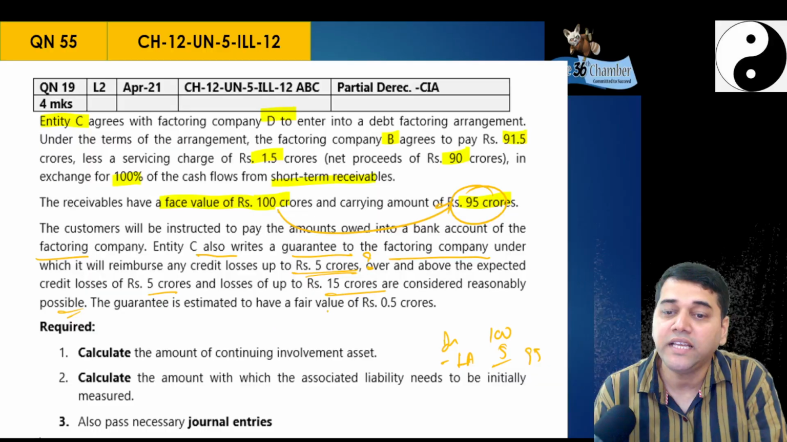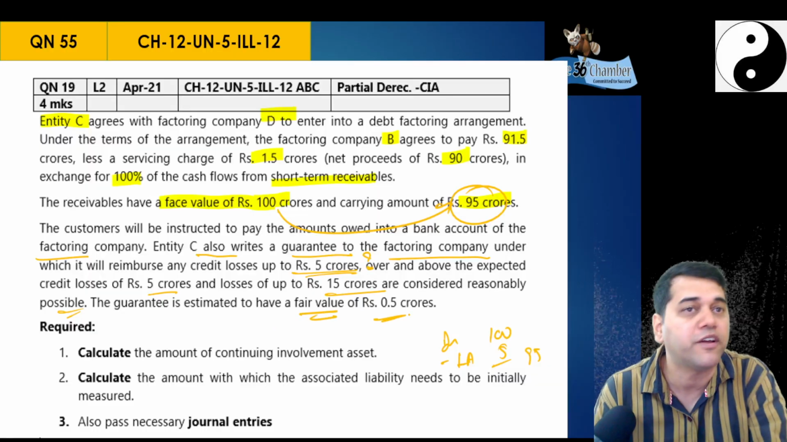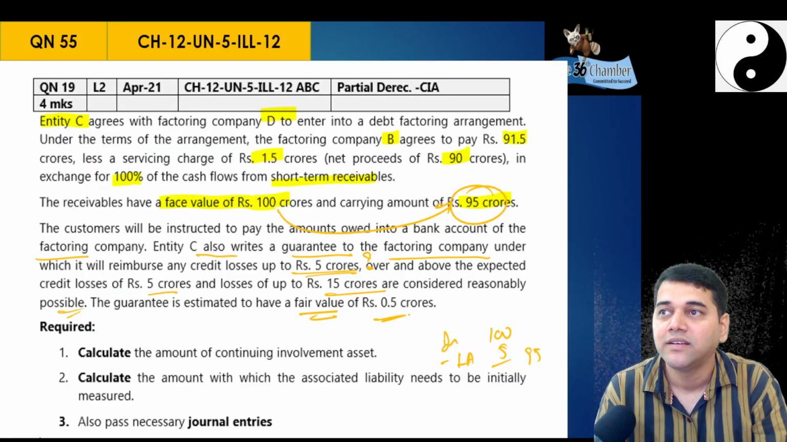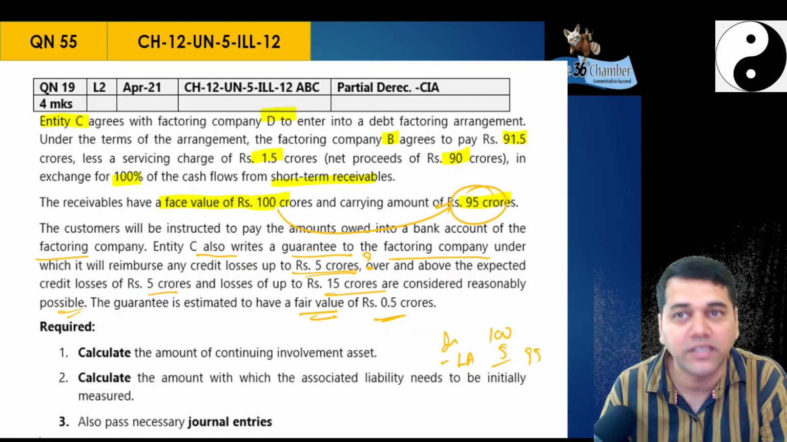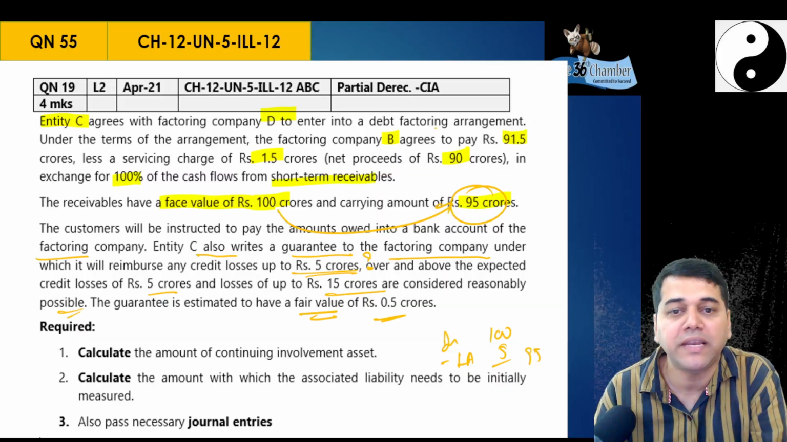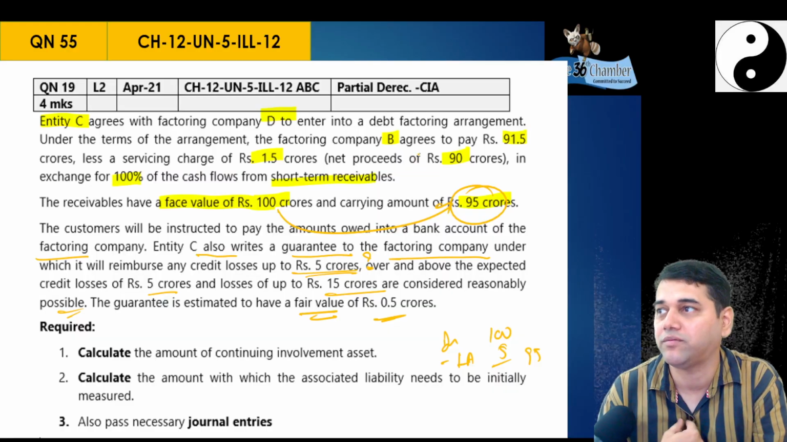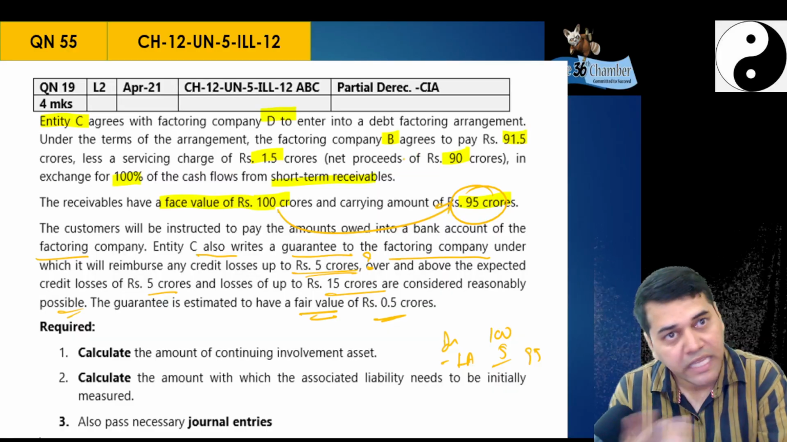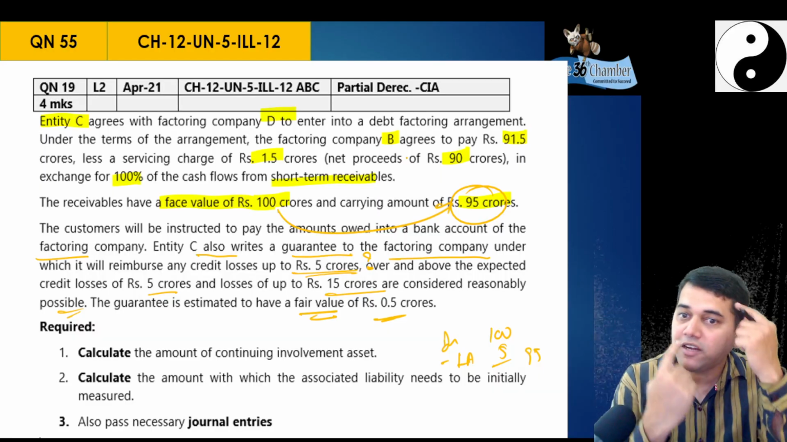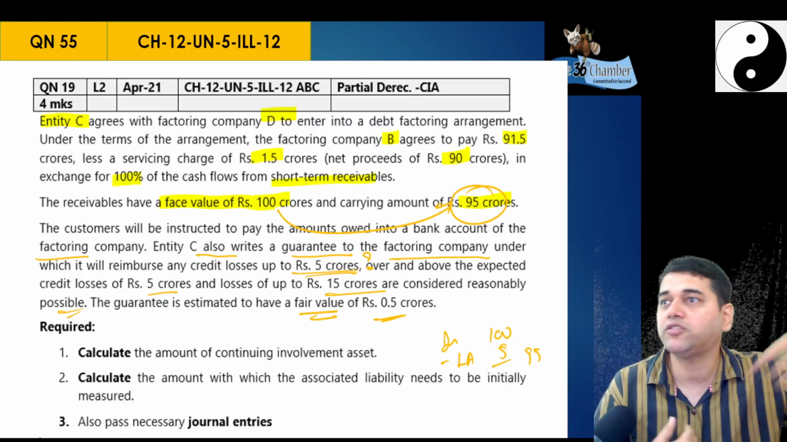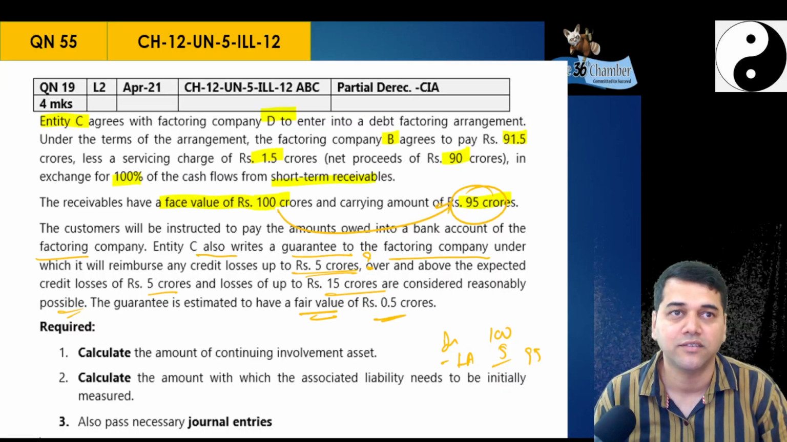Now the guarantee is estimated to have a fair value of 0.5 crores. What is this 50 lakhs? It means that if I had not given this guarantee, he would not pay me 90, he would pay 89.5, or he will pay 90. If I want to get rid of this 5 crore guarantee, New India Assurance is going to charge me 50 lakhs to take it over.